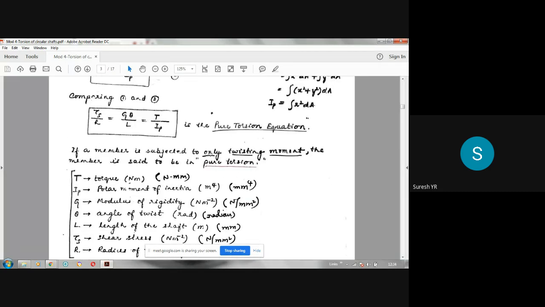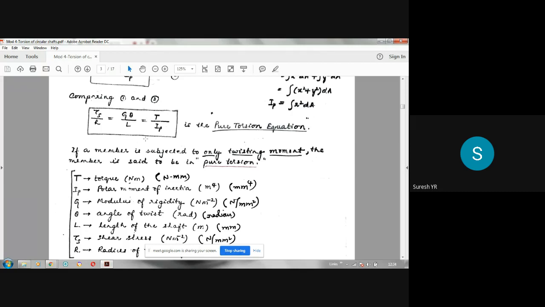So if a member is subjected to only twisting moment, the member is said to be in pure torsion. This equation holds good only if torsion moment is acting on a shaft. When bending moment is acting, this equation does not hold good. Similarly, the pure bending equation is applied only when there is bending moment and no torsion. So these are separate. You have to use the torsion equation only when torsion is acting on the shaft, and the pure bending equation only when bending effect is there on the element. That is the meaning.